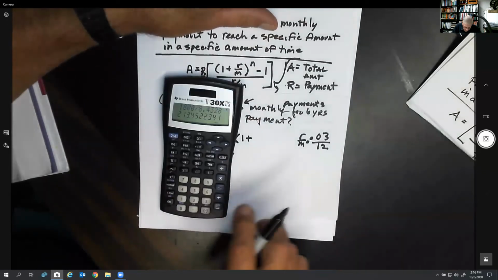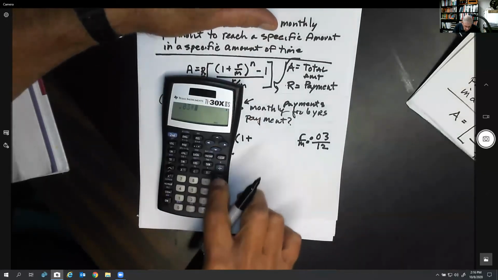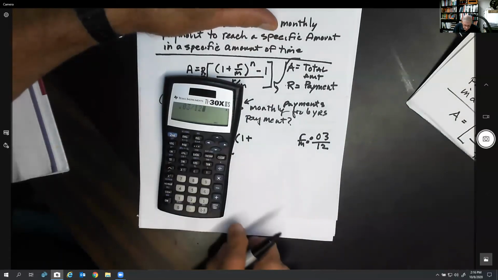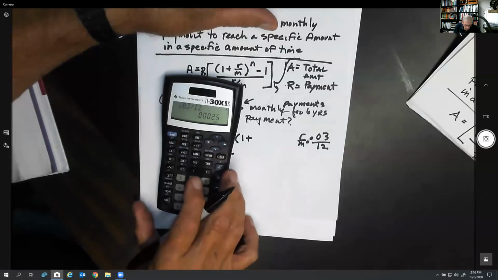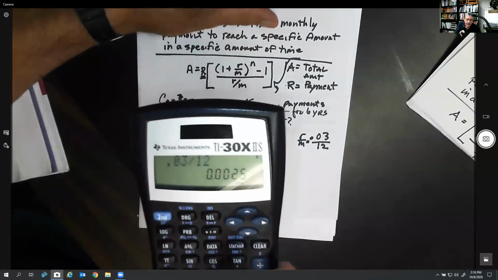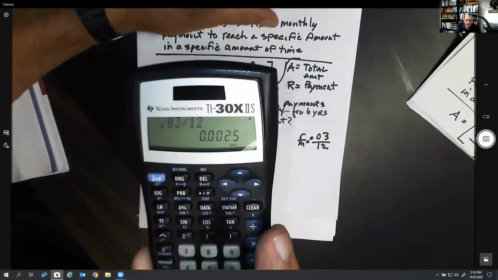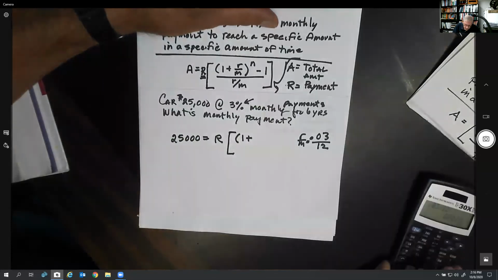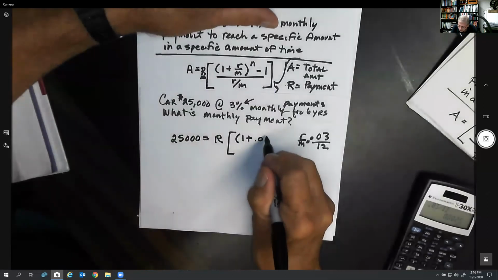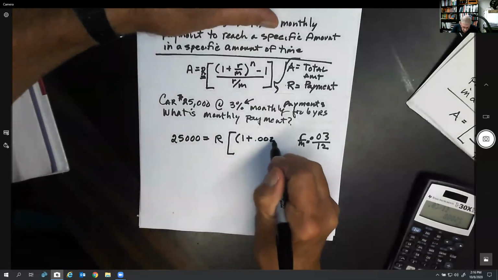So 0.03 divided by 12, not times, divide. Now, this is very important that you put it as 0.0025 and not 0.25 or 0.025, two zeros.